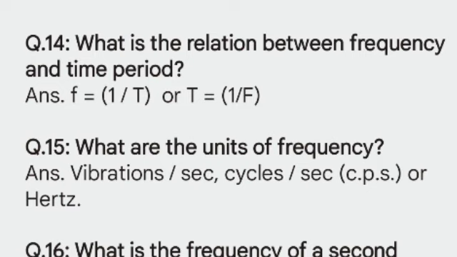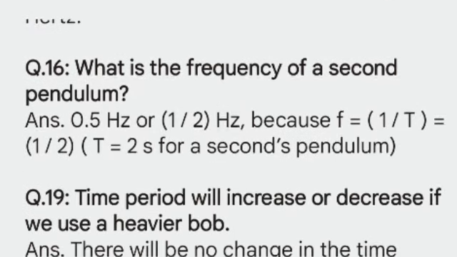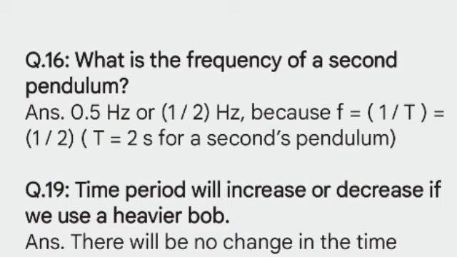The next question: what is the relation between frequency and time period? Answer: frequency is equal to the reciprocal of the time period, or time period is equal to the reciprocal of the frequency. And the next question: what is the unit of frequency? Answer: the unit of frequency is vibration per second, or cycle per second, or hertz. Next question: what is the frequency of the second pendulum? The answer is 0.5 hertz, or 1 by 2 hertz, because f is equal to 1 by T.